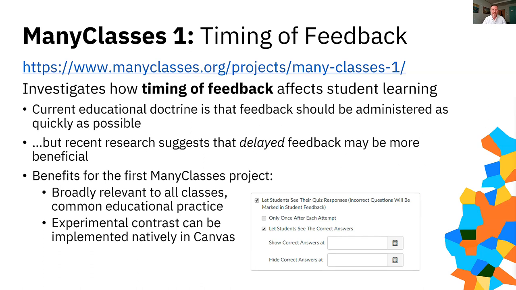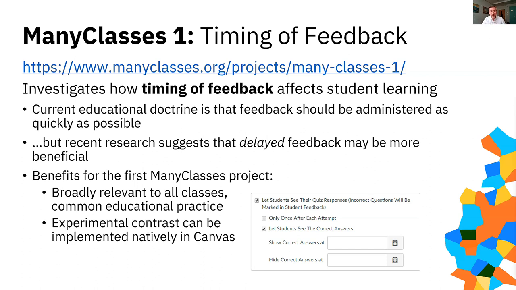But the first Many Classes study was about the timing of feedback, and you can learn more at our website. It investigates how the timing of feedback on student work affects learning from that work. There's an educational doctrine that really goes back to B.F. Skinner that says that feedback should be administered as quickly as possible. That is to say that if a student makes a mistake, bam, you should let them know about it right away so that people don't encode wrong information and so that you can fix it before it persists or gets messed up.